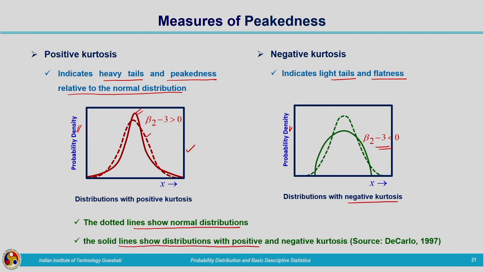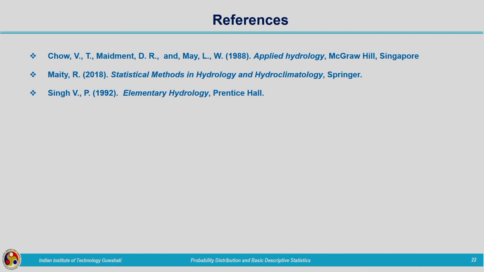For understanding these topics, you please go through the corresponding reference textbooks. These are some of the reference textbooks. Different textbooks are Applied Hydrology by Ven Te Chow and Elementary Hydrology by Professor V. P. Singh, and Professor Maity's textbooks. In the textbook of Statistical Methods in Hydrology and Hydroclimatology, you can get the details from the beginner's level to the advanced level. Please refer through these textbooks and try to solve some of the examples related to the concepts which we have covered over here.